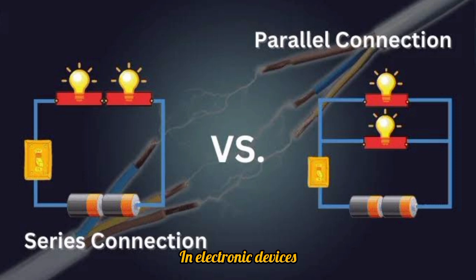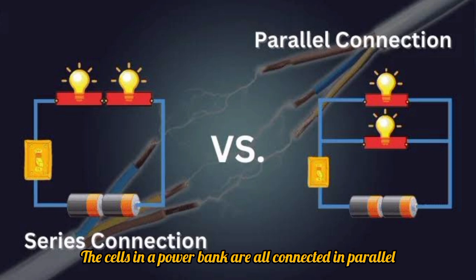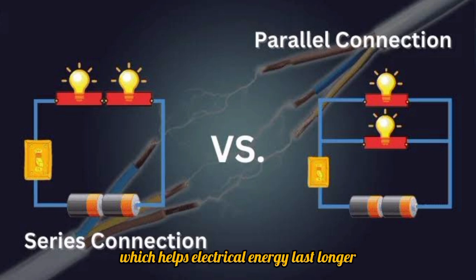In electronic devices, a parallel connection is paramount. The cells in a power bank are all connected in parallel, which helps electrical energy last longer. These cells have internal resistance, so if they were connected in series, some of the energy would be lost while overcoming the higher internal resistance, as it has a more significant effect in series than in parallel.